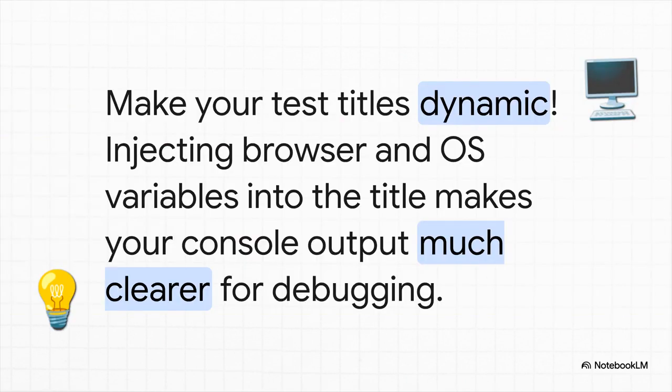And hey, here's a fantastic little pro tip for you. You can use template literals to make your test titles dynamic. So by injecting variables like the browser and OS right into the test description, your console output is going to tell you exactly which configuration is running. It's a tiny change that makes debugging so much easier.